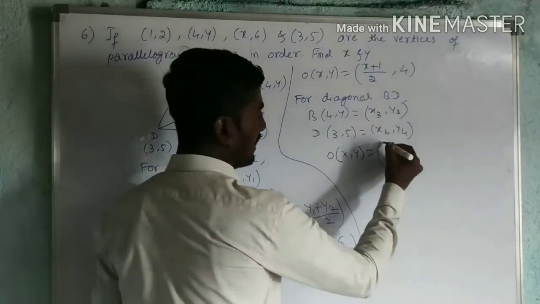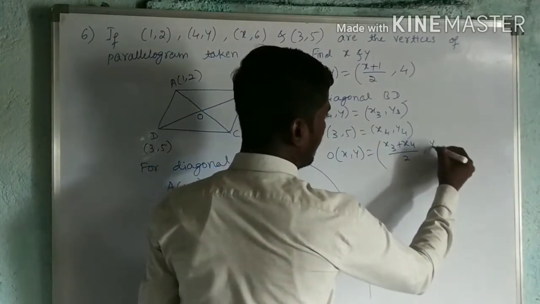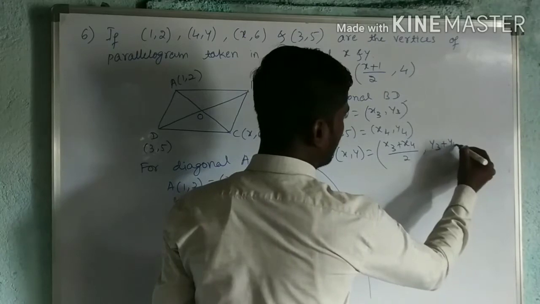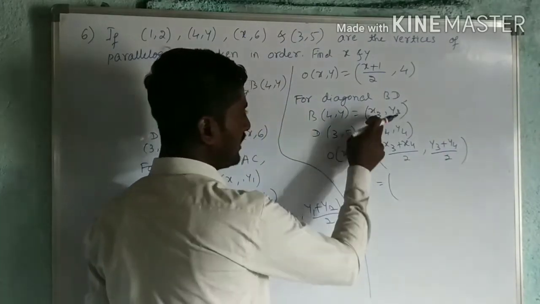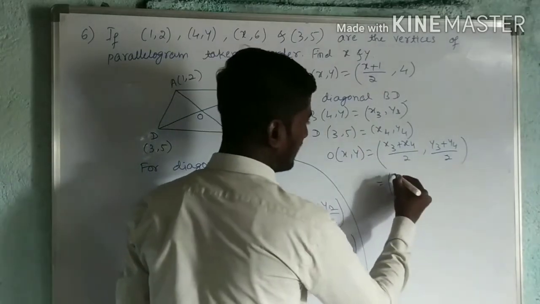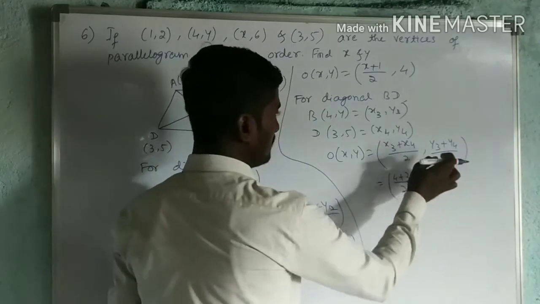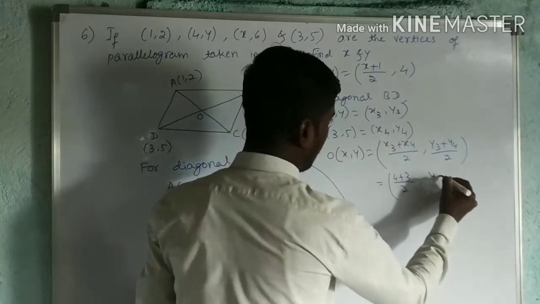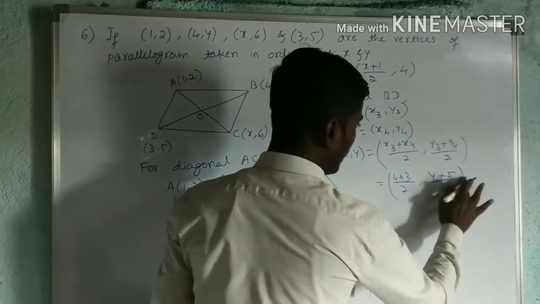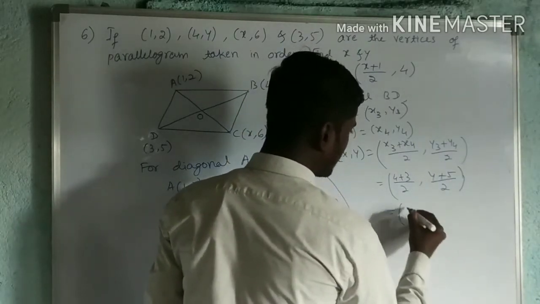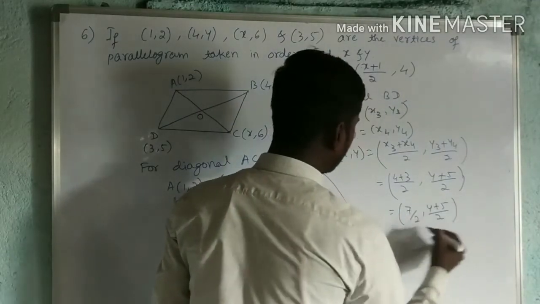Now for this diagonal I am going to find O x comma y. You can write the formula: x3 plus x4 by 2 comma y3 plus y4 by 2. It is the midpoint formula. Now substitute the values: x3 plus x4, 4 plus 3 divided by 2 comma y plus 5 divided by 2. So this is equal to 7 by 2 comma y plus 5 divided by 2.